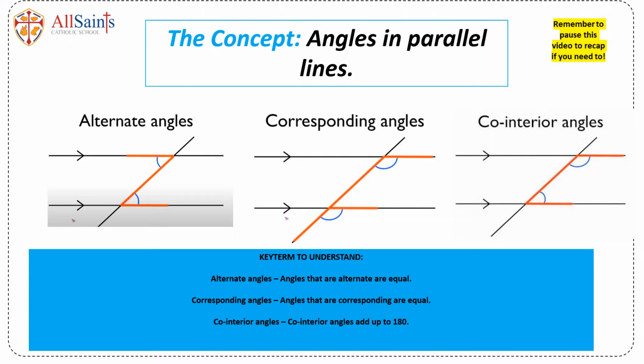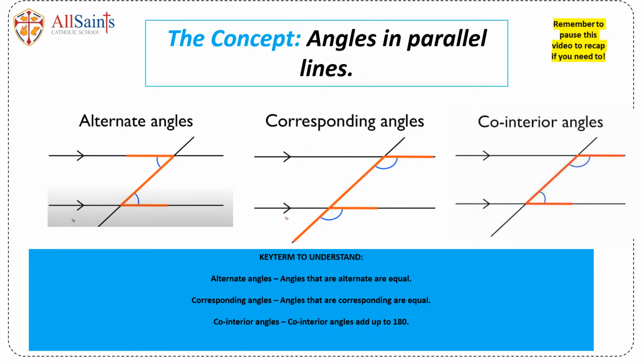Secondly, we have corresponding angles. These are also known as F angles. As you can see on the diagram, when you can draw an F around the angles, the corresponding angles on the F are also equal.